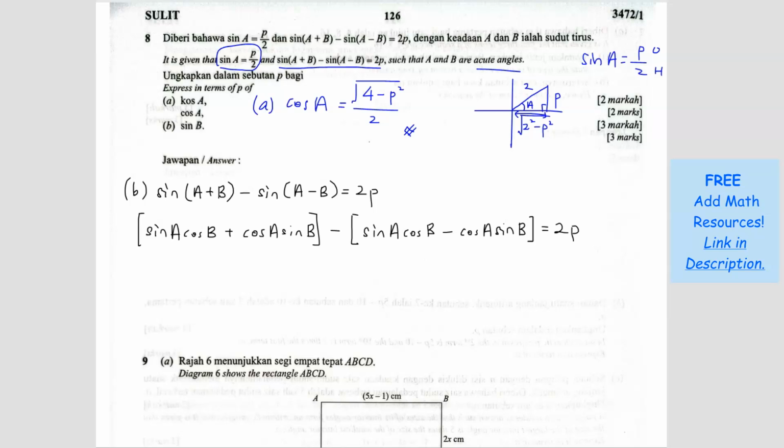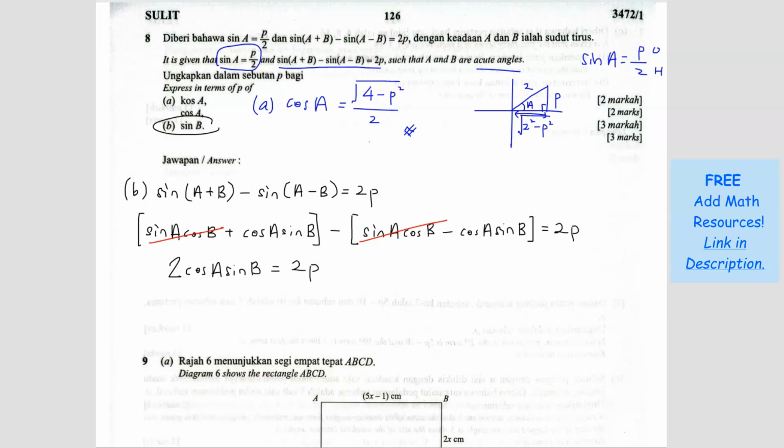So sine A minus B is sine A cos B minus cos A sine B, equals 2P. So we can eliminate the same terms. You see, here you got sine A cos B, and here you got sine A cos B, and you're going to minus, so you can just eliminate these two, because you get 0. And the other one, you got cos A sine B here, and here also cos A sine B, but it's not minus, because here minus becomes positive. So you're going to add these two, and you will get 2 cos A sine B equals 2P.